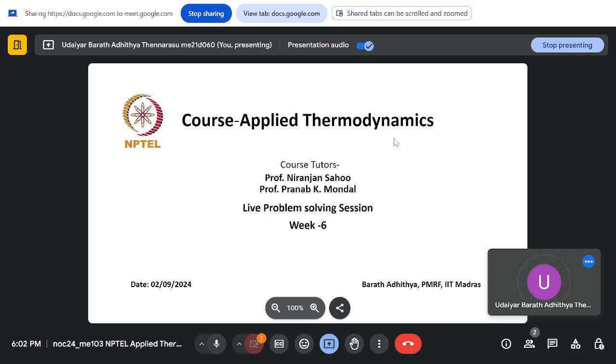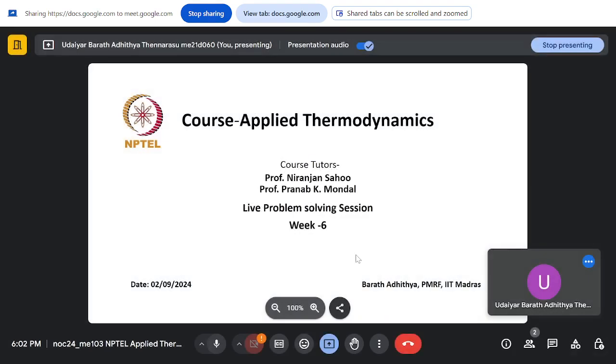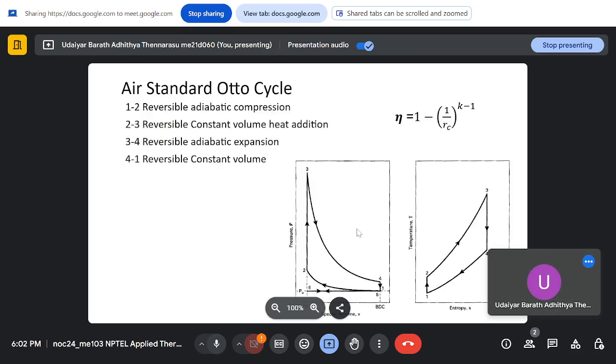So we look at these three cycles. We'll see numericals on this, and also we'll look at some combustion-related problems in these engines. So first is the air standard Otto cycle.